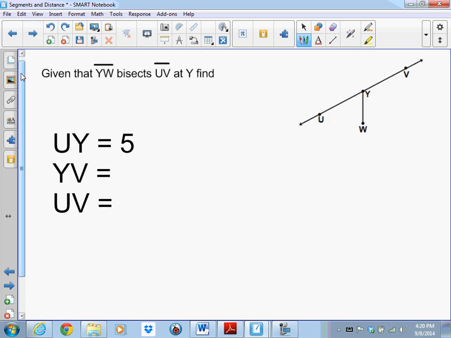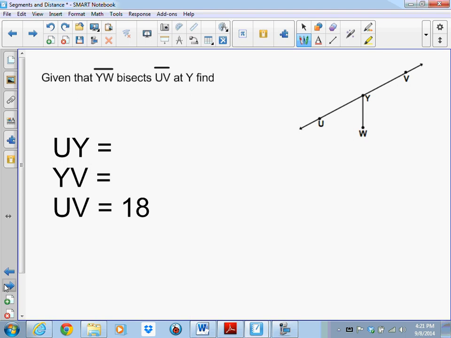All right, with the bisector, all these pictures are going to be the same. We have YW bisects UV. What that means is UY is equal to YV. Those two segments have the same distance. So if I know UY is 5, then YV is 5, and the whole thing is 10. That's pretty easy. So this is 5, and that is 10.